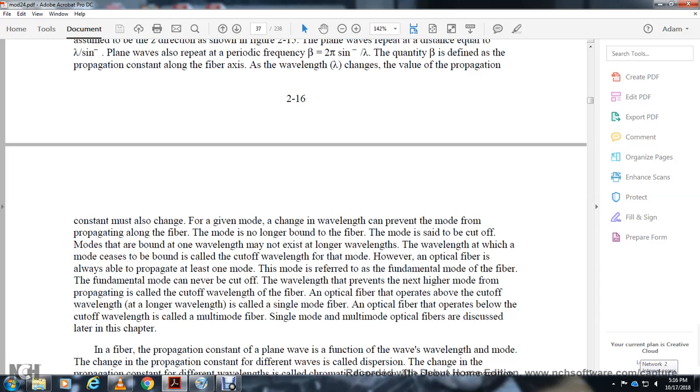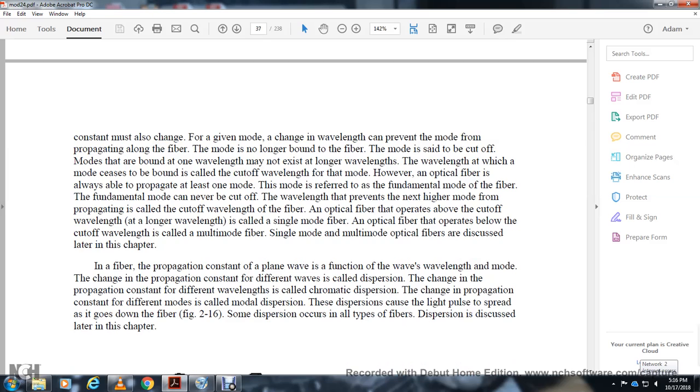An optical fiber operating at wavelengths longer than the cutoff wavelength is called a single-mode fiber. An optical fiber that operates below the cutoff wavelength is called a multimode fiber. Multimode optical fibers are discussed later in the chapter. The change of the propagation constant of a wave as a function of wavelength is called dispersion.